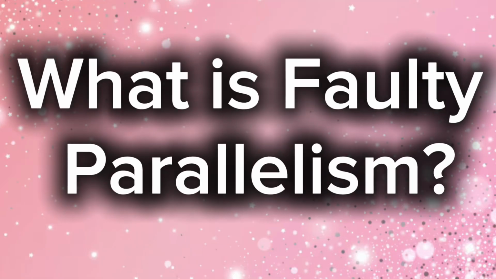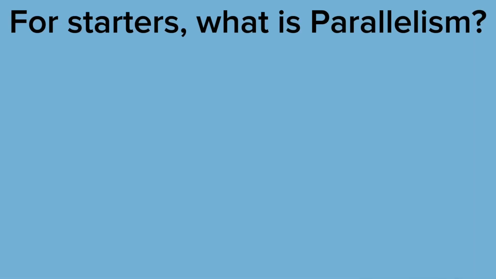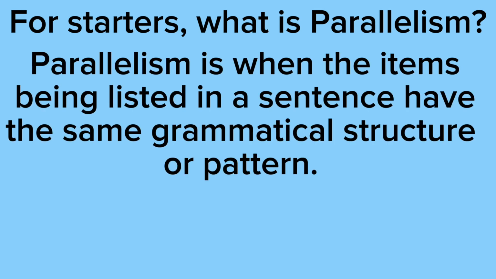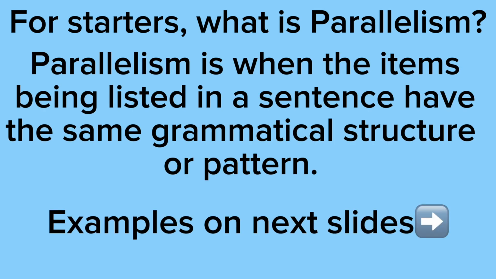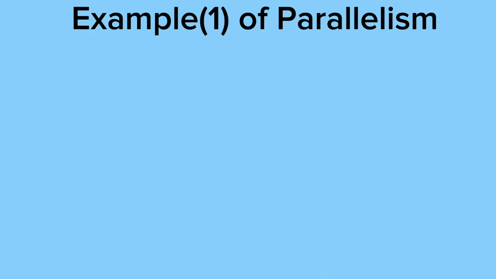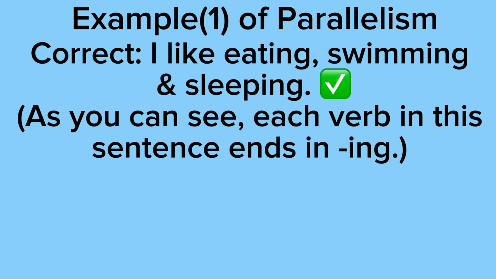In this video, we'll be talking about faulty parallelism and how to avoid it. So we're going to start by discussing parallelism. So what is parallelism? Parallelism is when the items being listed in a sentence have the same grammatical structure or pattern. So our first example of parallelism says, I like eating, swimming, and sleeping.